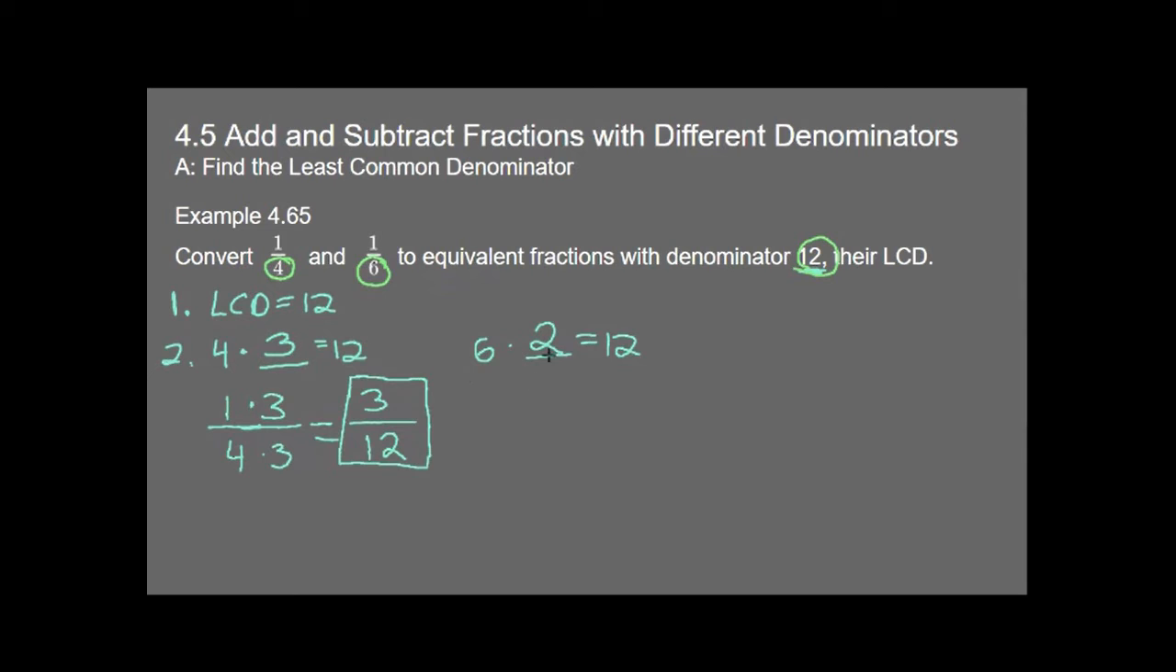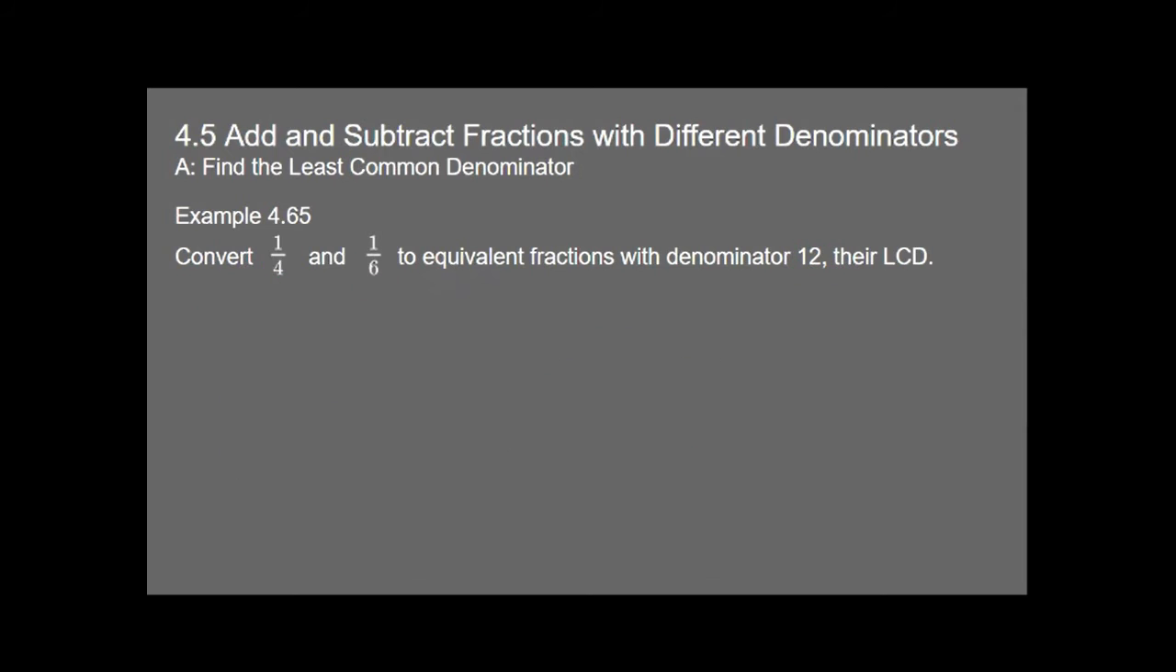Now I'm going to do the same thing for 1/6, but instead of multiplying the top and the bottom by 3, I'm going to multiply the top and the bottom by 2. I already said that 6 times 2 gets us that denominator of 12. So I need to do the same thing to the top. I need to multiply the top times 2 as well. 1 times 2 is 2, and 6 times 2 is 12, and so this is an equivalent fraction to 1/6 that has 12 as a denominator.